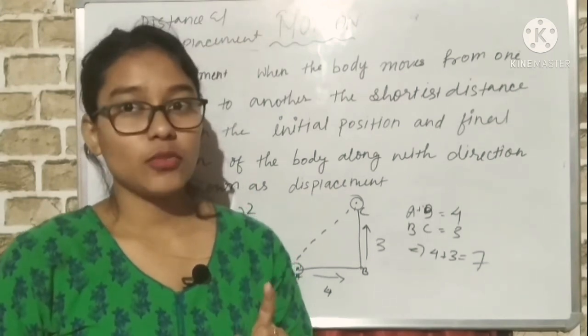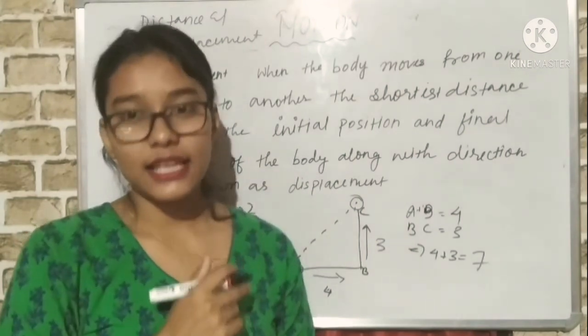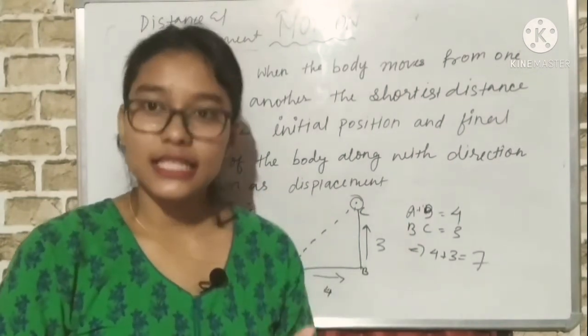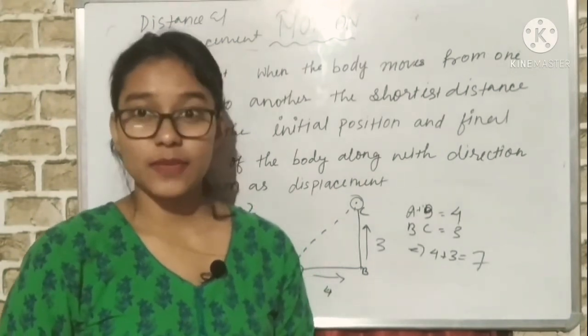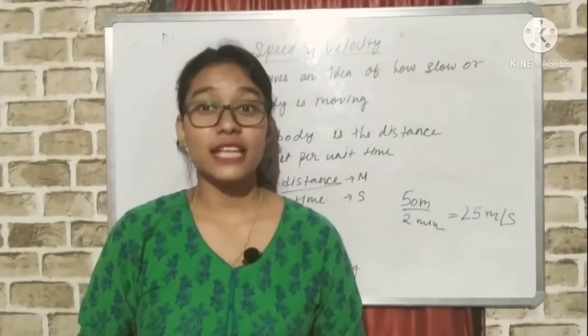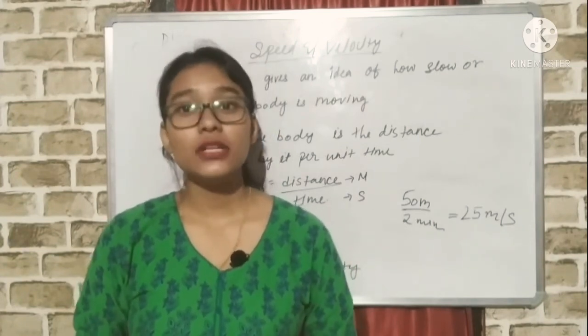Is it clear about both? And what is distance? It is the longest length, right? And displacement is the shortest length. Okay. So, I hope it is clear about distance and displacement. Okay, students, now let us discuss our next topic, that is speed and velocity. Okay, so at first let us discuss speed.